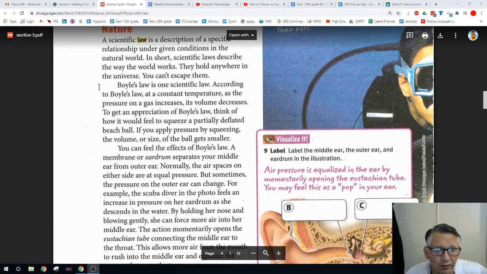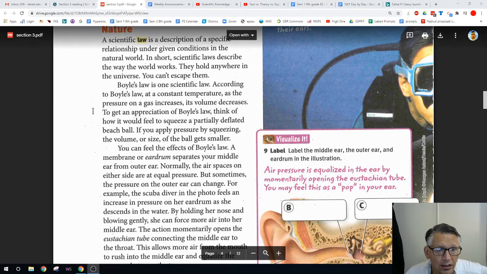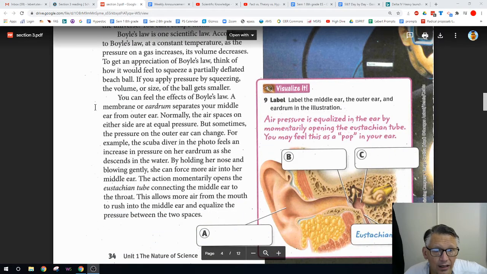Boyle's law is one scientific law. According to Boyle's law, at a constant temperature, as the pressure of a gas increases, its volume decreases. To get an appreciation of Boyle's law, think of how it would feel to squeeze a partially deflated beach ball. If you apply pressure by squeezing, the volume or the size of the ball gets smaller. You can feel the effects of Boyle's law.